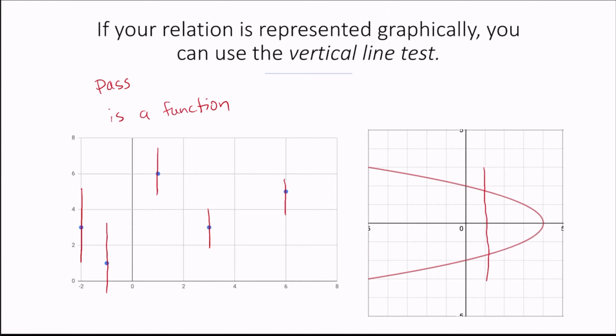Here, I can draw a vertical line through this relation, and it's going to hit 2 points on the relation. So this fails the vertical line test and is not a function. So if you can put a vertical line anywhere through the relation and hit at 2 or more points, then it is not a function. It fails the vertical line test.